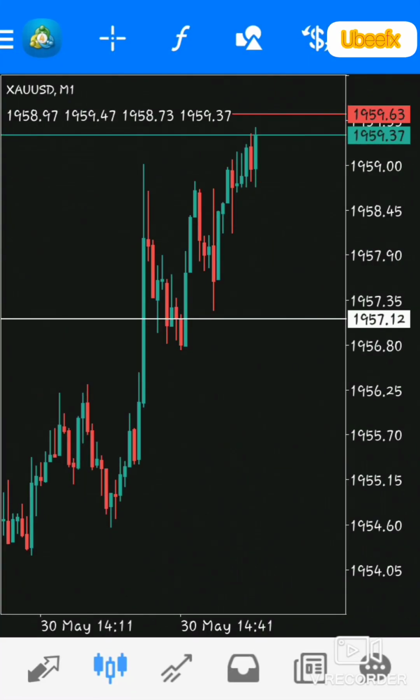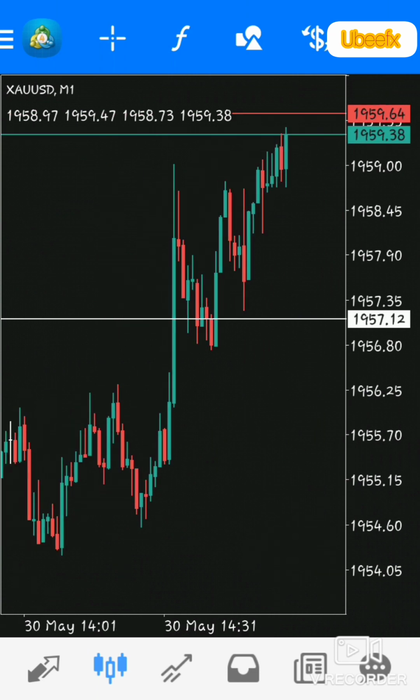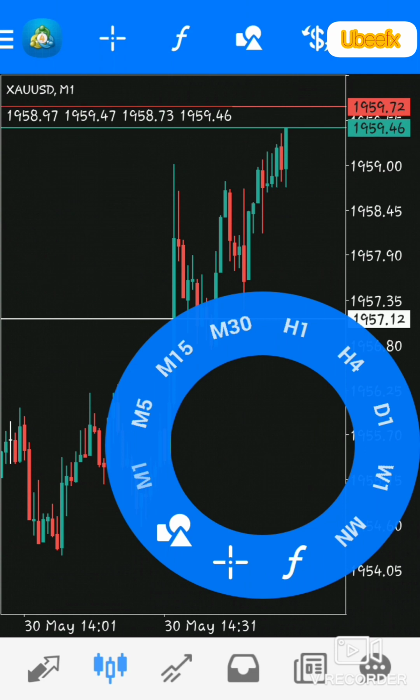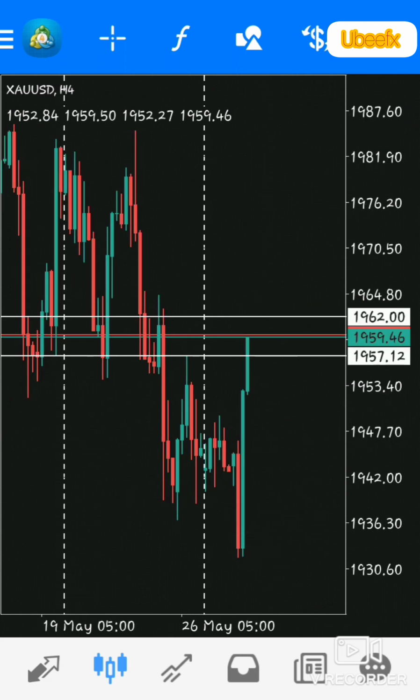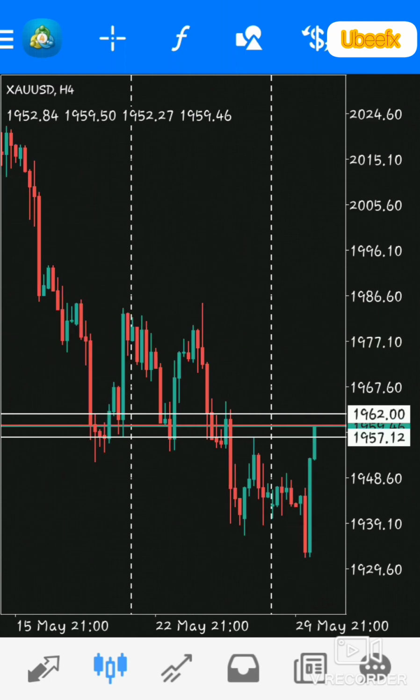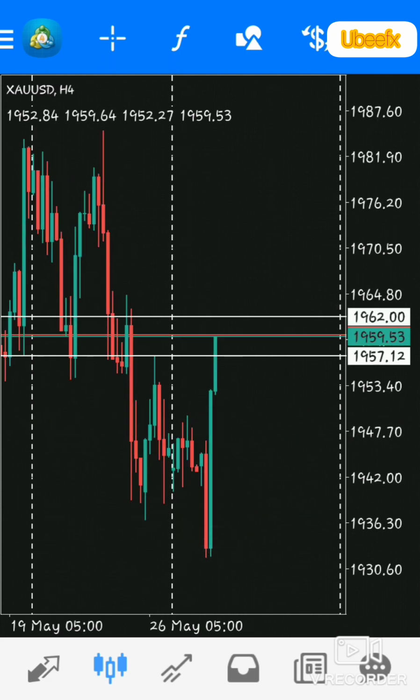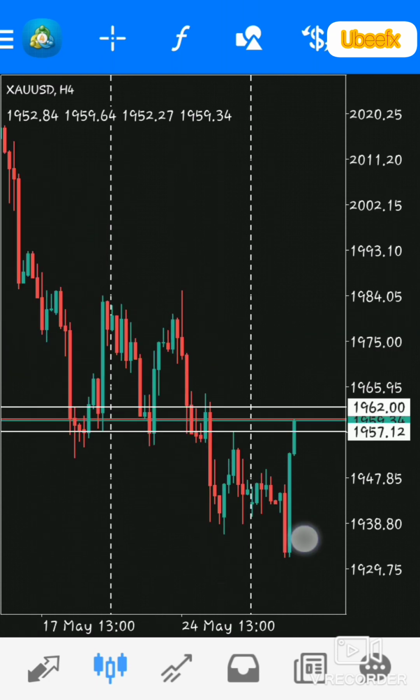Alright guys, I feel it's time for us to come in. As we all know, gold is in a downward trend. The overall trend movement for gold is a downward trend movement.